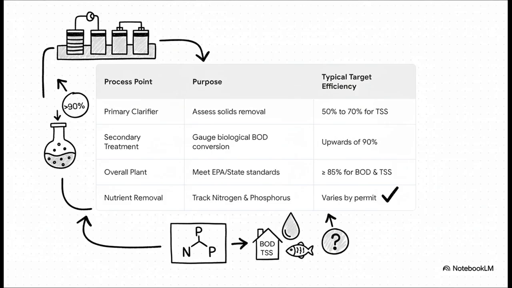And you see this formula applied at every single stage. A primary clarifier is shooting for 50 to 70% TSS removal. Then you get to secondary treatment and the standard jumps way up. You need upwards of 90% removal of something called BOD, which is a measure of organic pollution. To meet EPA standards, the entire plant has to remove at least 85% of both TSS and BOD. It's a tough bar to clear.